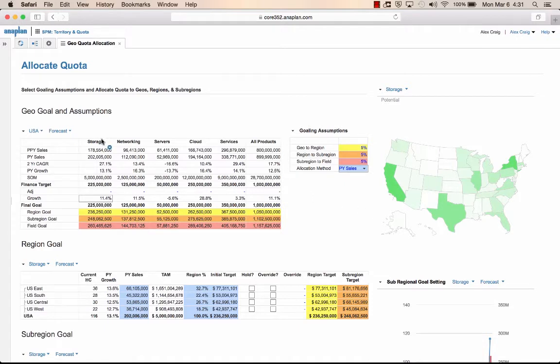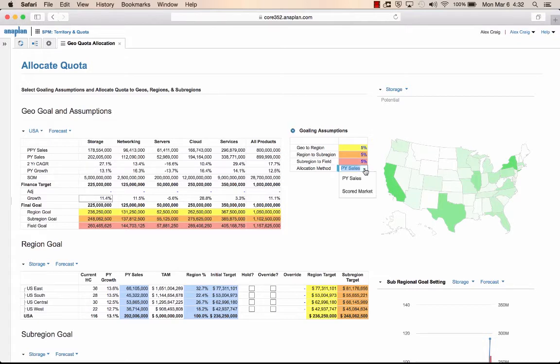Let's focus on our storage product at the US geo level in our forecast version. We see that we have a $225 million target, an overassignment of 5%, and that $236 million is the value we need to push down to our regions. Down below, we can see that this allocation is happening automatically based on the logic built into Anaplan. Right now, that logic says use prior year sales as our distribution method to take that $236 million and divide it up between our regions.